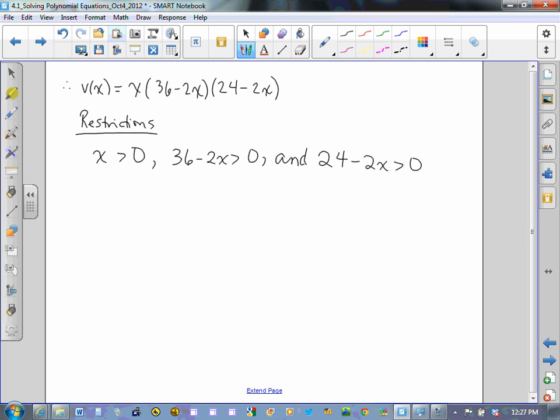So if we go ahead and solve these small inequalities for x, we'd have 36 greater than 2x, which means that, divide by 2 on both sides, 18 would be greater than x. Over here, we'd have 24 greater than 2x, which means that 12 would be bigger than x.